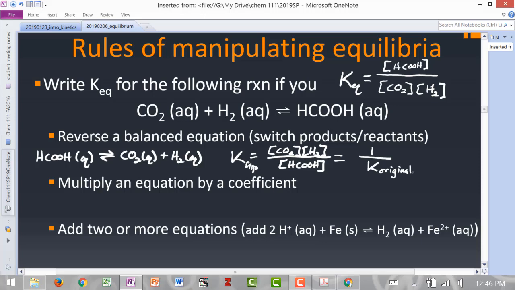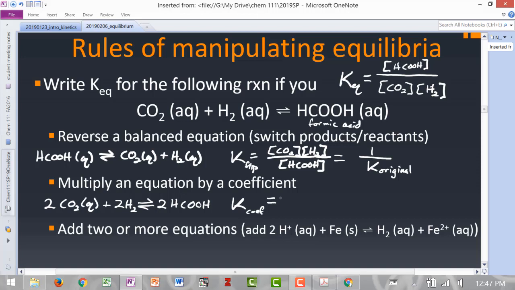Sometimes you want equations to cancel, and you will need to multiply one by a coefficient to achieve that. Let's take that original equation, CO2 and H2 are in equilibrium with formic acid, and multiply it by 2. Everybody gets a coefficient of 2. Products over reactants with coefficients as exponents, exactly.